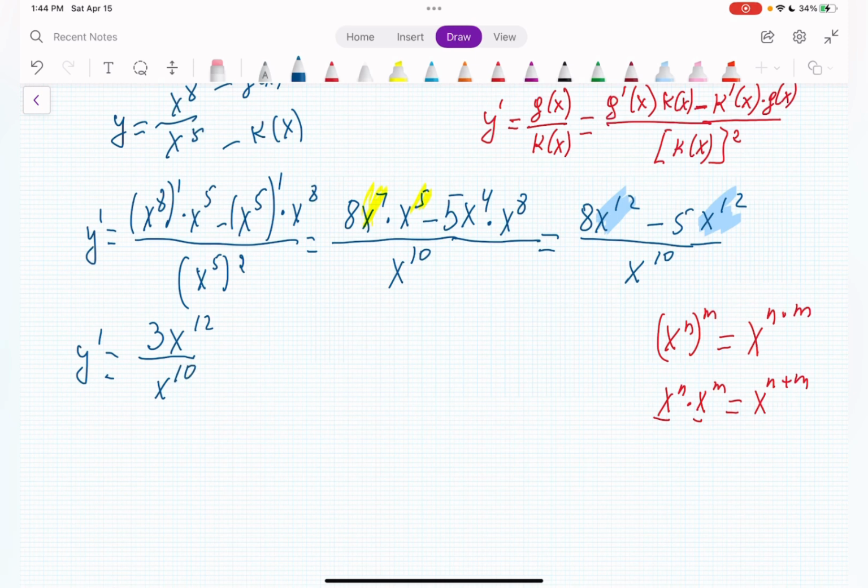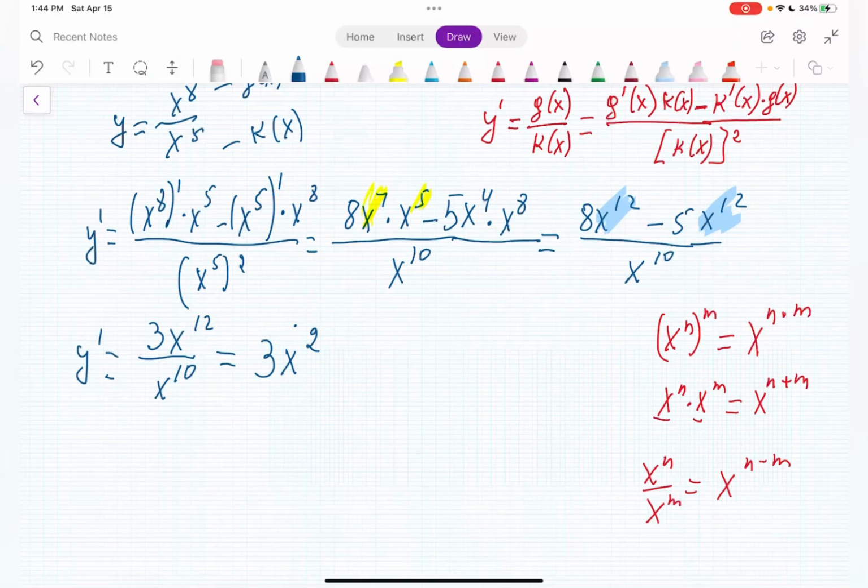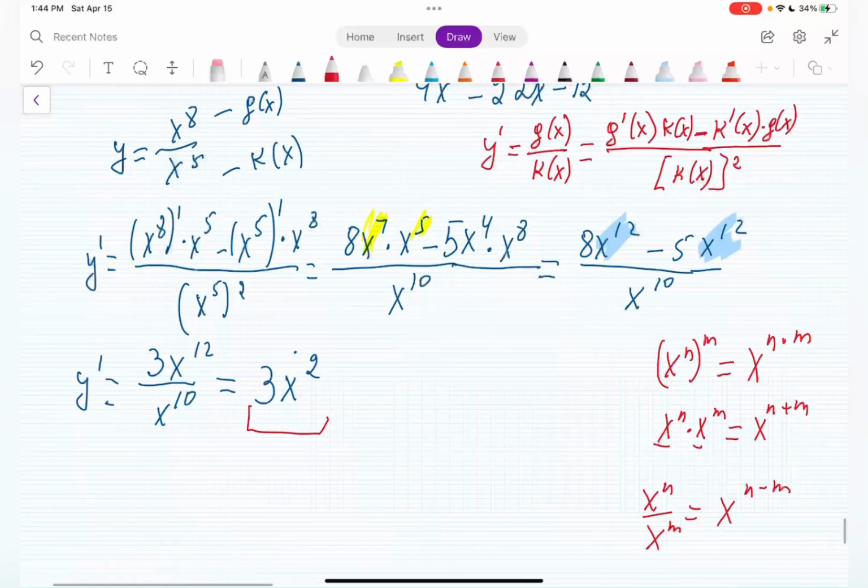So when we divide, we subtract exponents, right? x to power n divided by x to power m is equal to n minus m, which means here we have 3x to power 2, since 12 minus 10 is 2. So this is our derivative for the division. The derivative of x to 8 over x to 5 is equal to 3x squared.